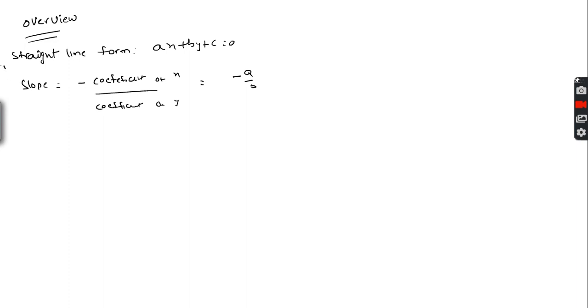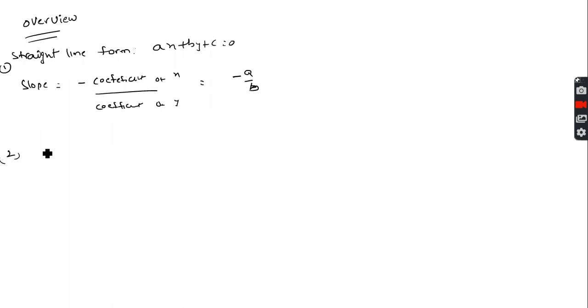So this is the first one. What is this one? The straight line form is nothing but ax plus by plus c equal to 0, and the slope is equal to minus x coefficient by y coefficient, that is nothing but minus a by b.